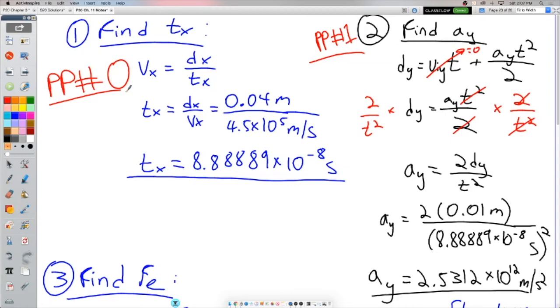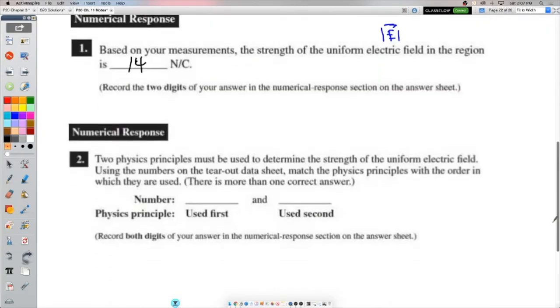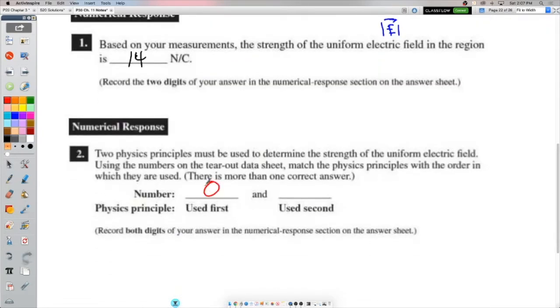So what would we put in our Scantron here? We would say, first we talked about uniform motion to figure out the time, and then based on its motion we figured out the accelerations to get the forces to get the electric field. And that would be our answer, 0, 1.